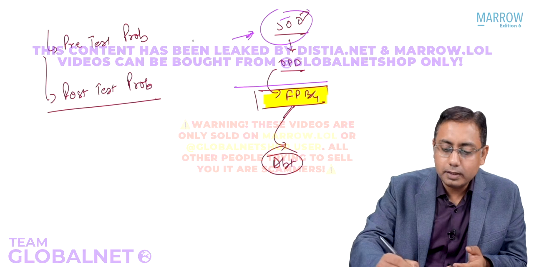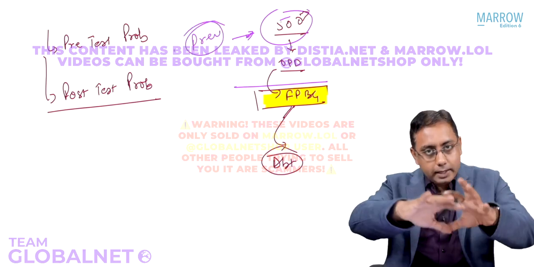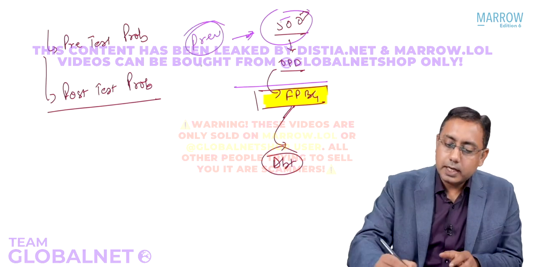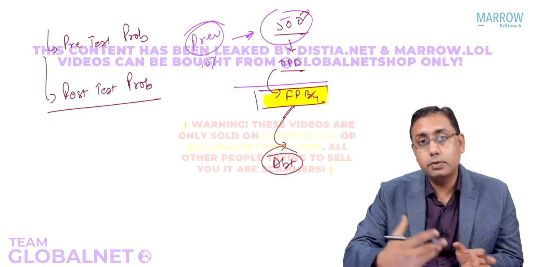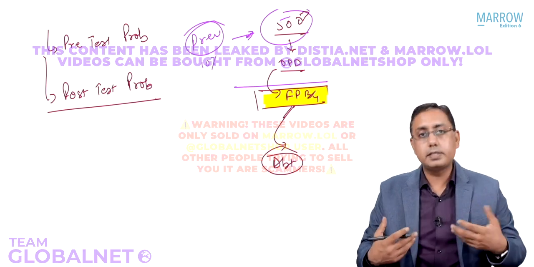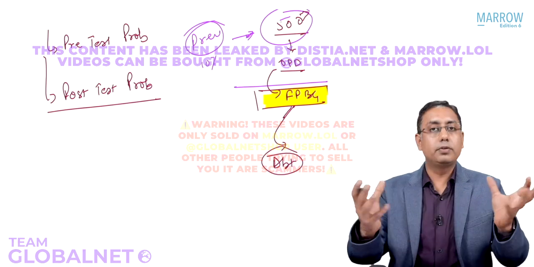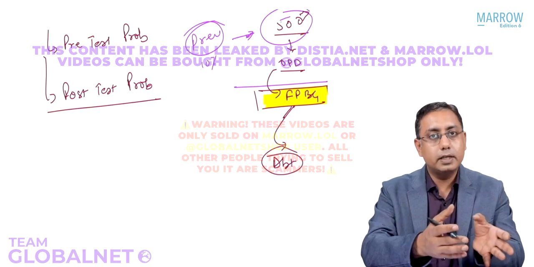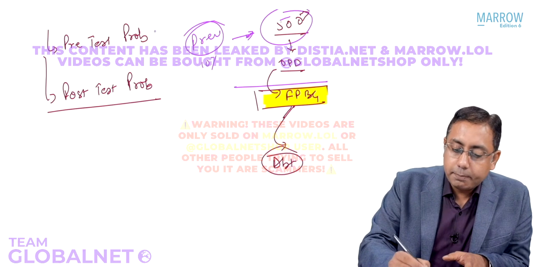That chance will be nothing but the prevalence of disease in that community. If the prevalence is 10%, what is the chance that I am diabetic? It's 10%, because out of the whole community, 10% are already having that chance of disease. So what is a pre-test probability?